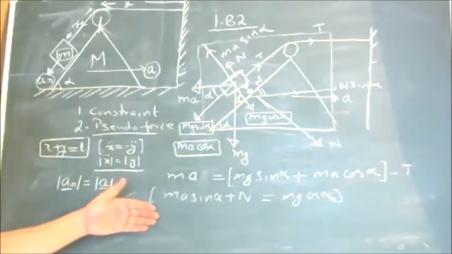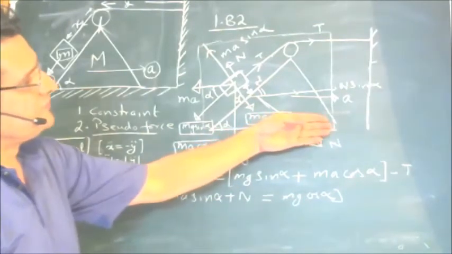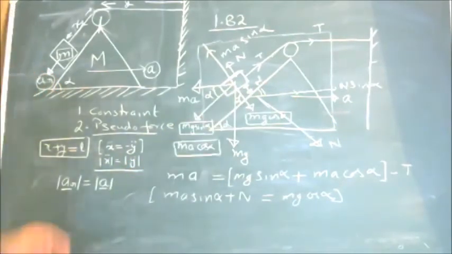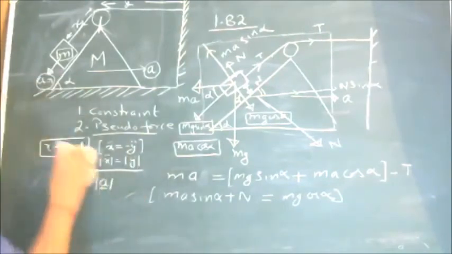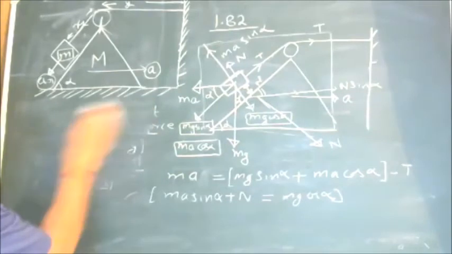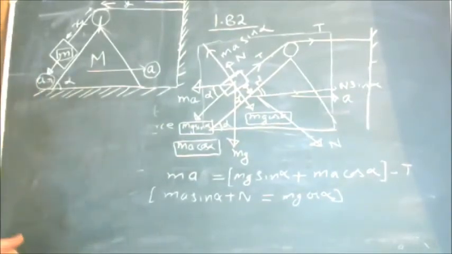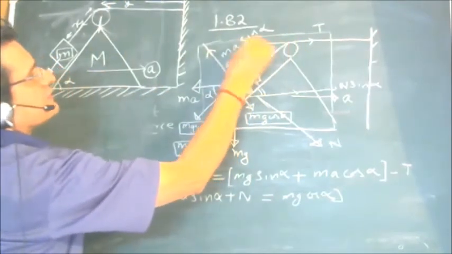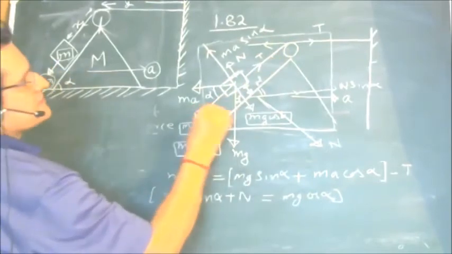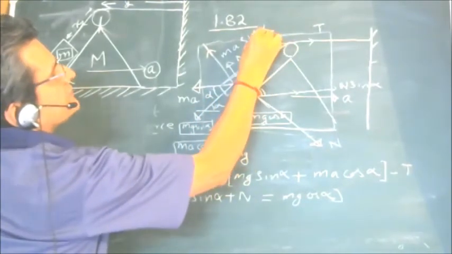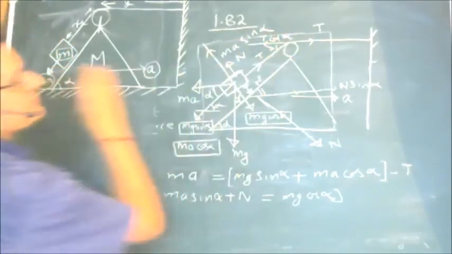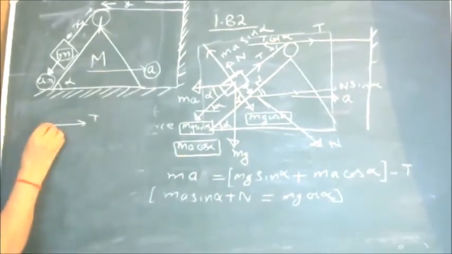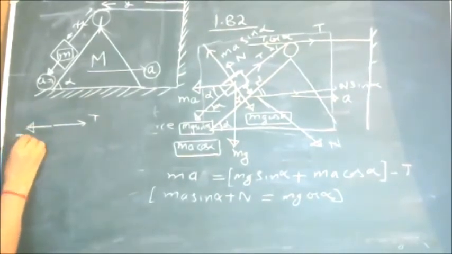Now we have to also write the equation for the wedge. If we look at the wedge, what are the forces which are acting on the wedge? The forces which are acting on the wedge are the tension component. If we take in the horizontal plane, this angle is alpha, so it is T cos alpha. So what is the force in that direction? One is T, and the other force is T cos alpha.